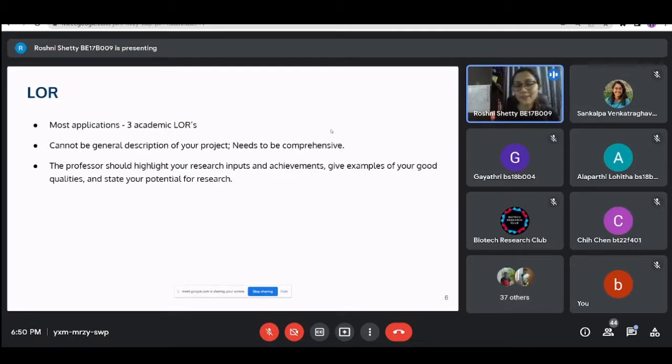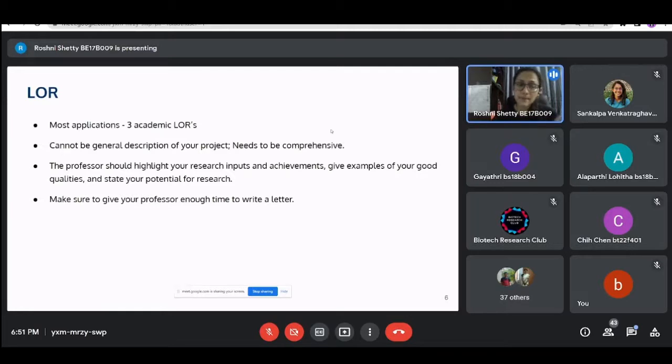So you need to convey to your professor to write a very detailed LOR. It just can't be very short. For that, your professor should really know you well. So make sure that when you're doing projects or internships, you have a good rapport and are on good terms with your professor, because it plays a role when you're applying to grad school.